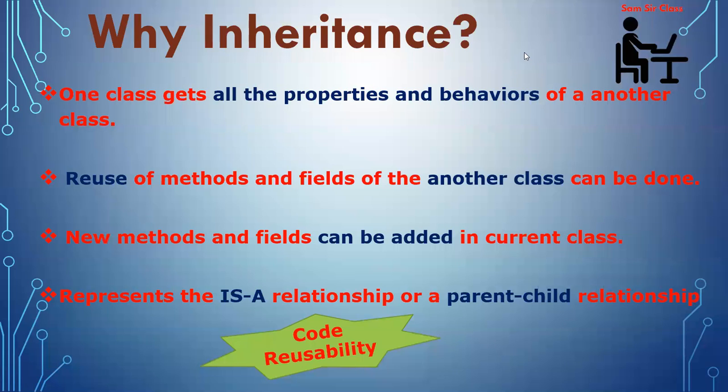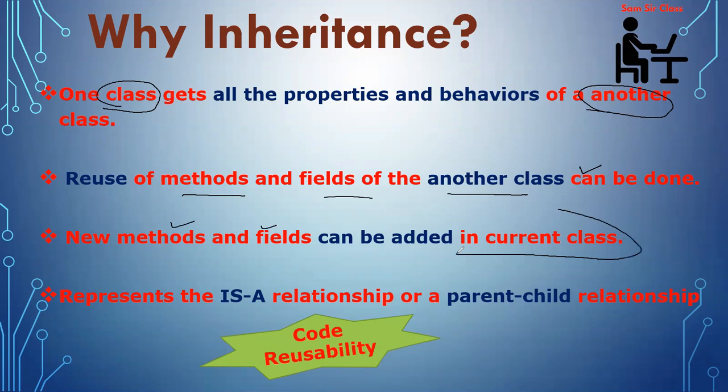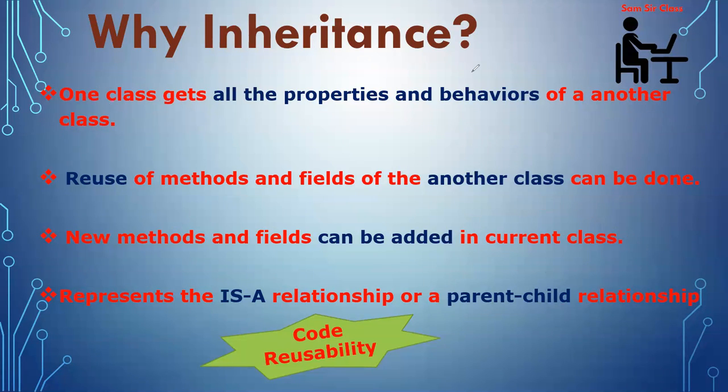Now, inheritance is required. As per our discussion, we have seen that one class will get all the properties and behavior of another class. The methods and fields of the other class can be reused. New methods and fields can be added in the current class. It represents an is-a relationship or a parent-child relationship. So as per our discussion, we have seen all these points. Let's do one thing: we'll discuss through an example, then again we'll come to these points.